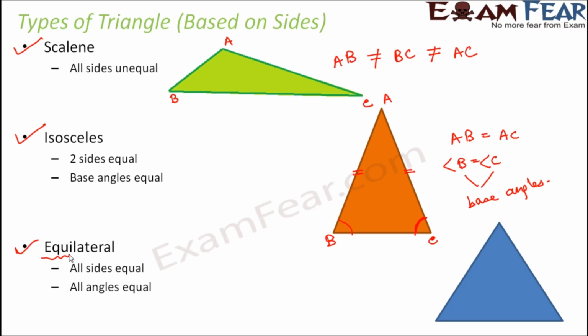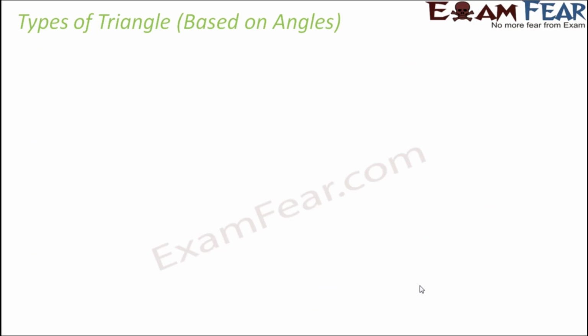So something like this. Here if you have a triangle ABC, in this case AB is equal to AC is equal to BC. All sides are equal, all angles are also equal. That is angle A is equal to angle B is equal to angle C. So based on the length of the sides, whether the sides are equal or unequal, triangles are divided into scalene, isosceles and equilateral triangles.